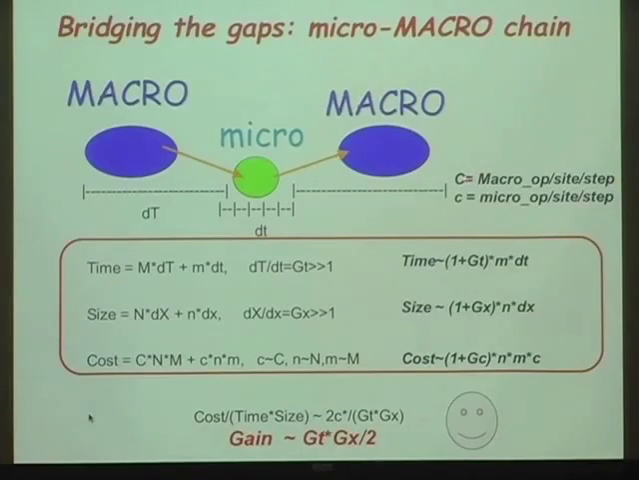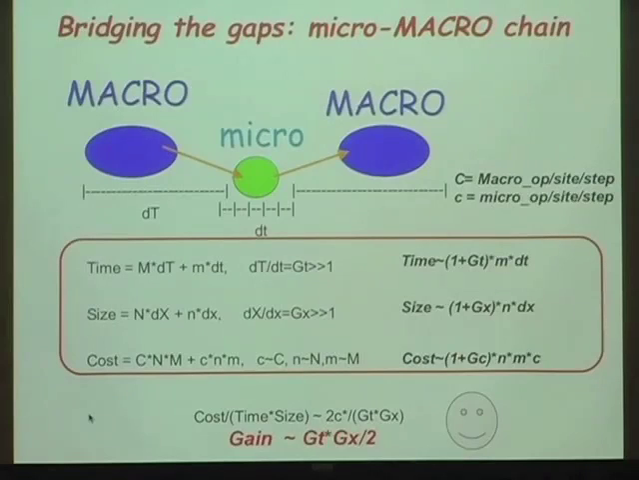The cost of updating one degree of freedom in fluid dynamics is by no means larger than the cost of updating the particle position in molecular dynamics. I would say the other way around. So while GT and GX are big numbers, 10, 100, GC is at worst 1. Typically it is much less than 1.